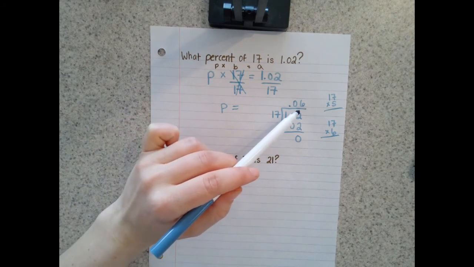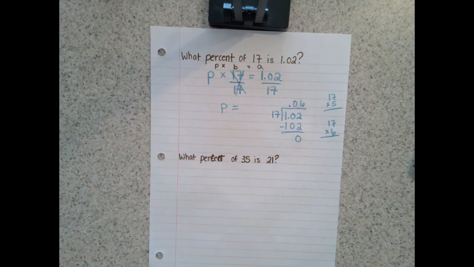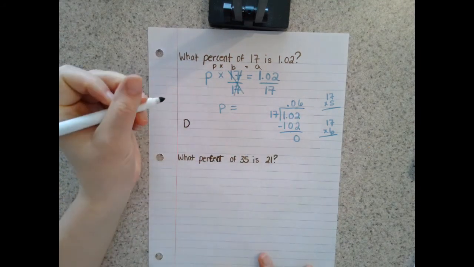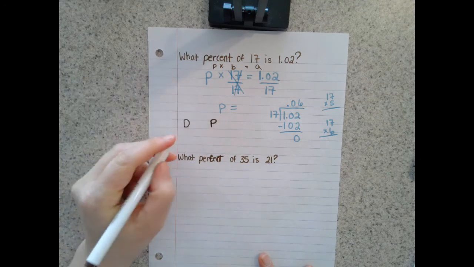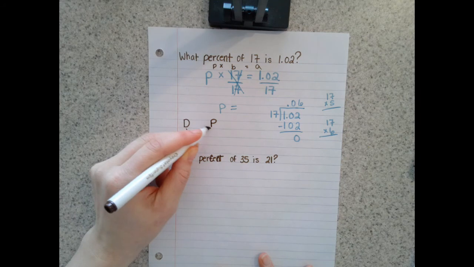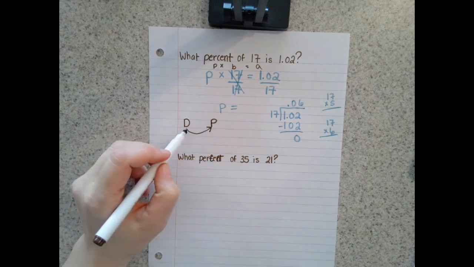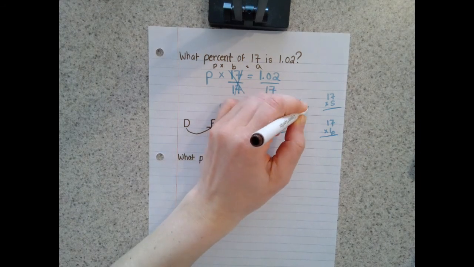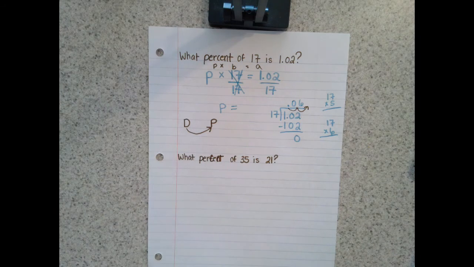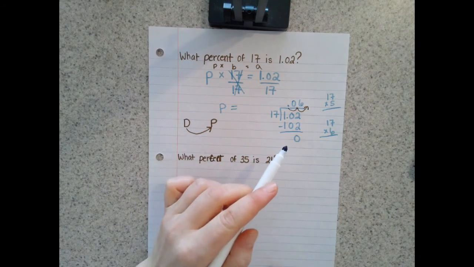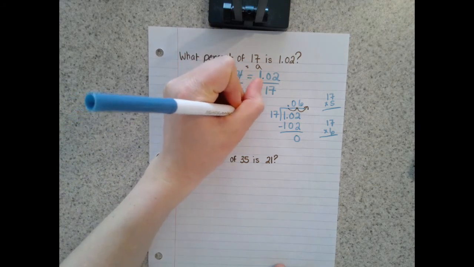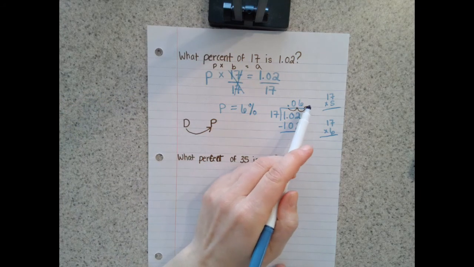Now we have to convert this decimal to a percent so that we have our final answer. Thinking back to the alphabet, we have a decimal number and we're converting to percent, D to P alphabetically. That means we're moving to the right. If I move this decimal point to the right 2 spaces, it will become a percent. So 0.06 as a percent is 6%, or I could write that as 6.0%.